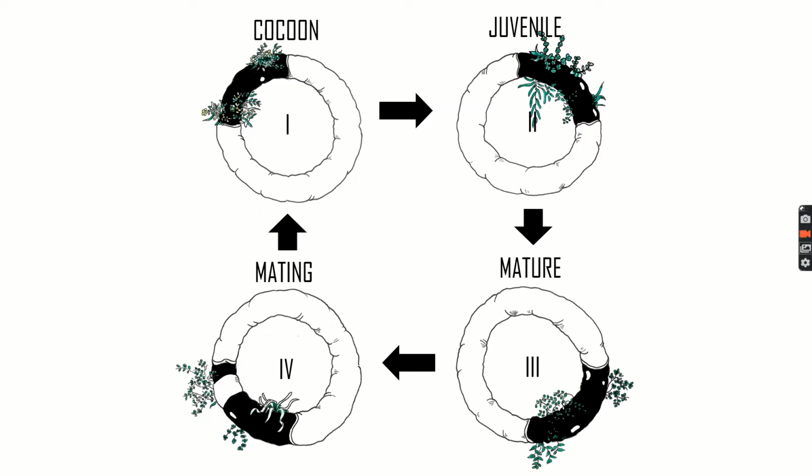There are 4 stages, as you can see here. So basically, there's the cocoon stage, where the worm is still an egg. Then it hatches, then it goes into the juvenile stage, where the worm is a baby worm. And then it grows up and enters the mature stage, and finally enters the mating stage, where it reproduces and creates again a cocoon, and the cycle repeats itself. So we're going to dive into the details of each of these stages. So let's start with the cocoon stage.